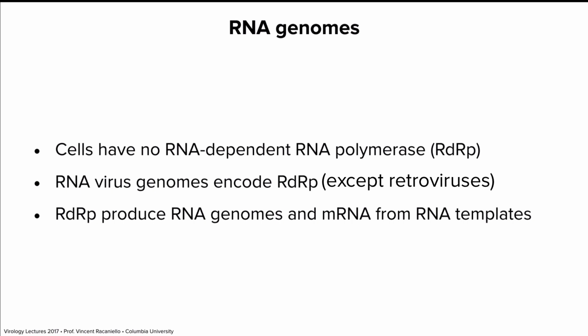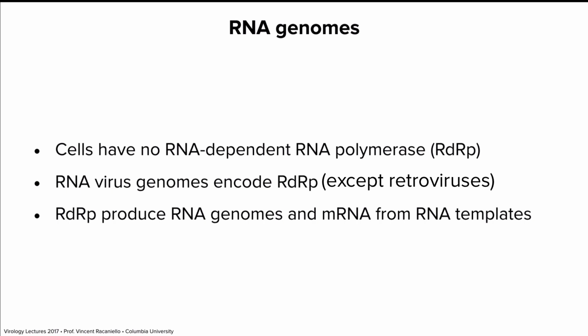So RNA virus genomes encode an RNA polymerase, and that RNA polymerase copies the genome, and it makes mRNA from the genome. So it has two functions. For DNA viruses, those functions, replication and transcription, are carried out by two different enzymes. Replication of DNA is carried out by DNA polymerase. Transcription of DNA to form mRNA is carried out by DNA-dependent RNA polymerase. For viruses with RNA genomes, it's the same catalytic enzyme that carries out genome replication and mRNA synthesis.